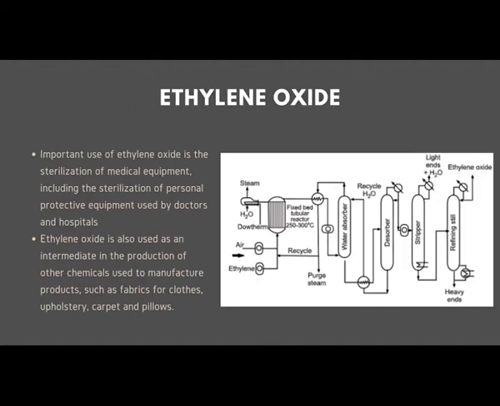Ethylene oxide. So, the important use of ethylene oxide is the sterilization of medical equipment, including the sterilization of personal protective equipment used by doctors and hospitals. Ethylene oxide is also used as an intermediate in the production of other chemicals used to manufacture products such as fabrics for clothes, upholstery, carpet, and pillows.